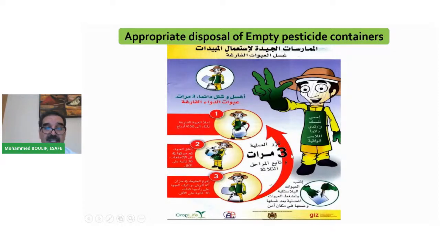And this is a pamphlet that was made by these organizations, CropLife International and the GIZ, plus the Ministry of Agriculture of Morocco, another association, so as to raise awareness among farmers to discard the empty pesticide containers correctly and appropriately, and not reuse them for milk, oil, or any other liquid.